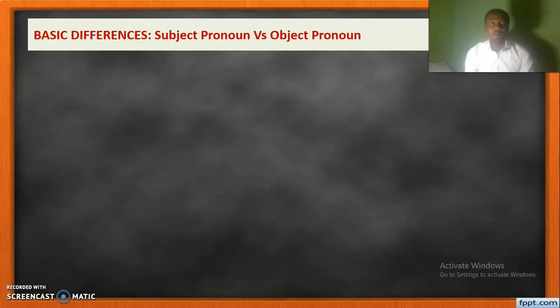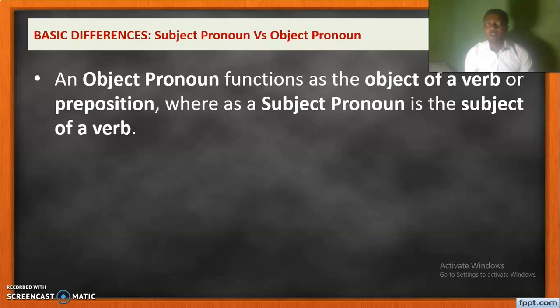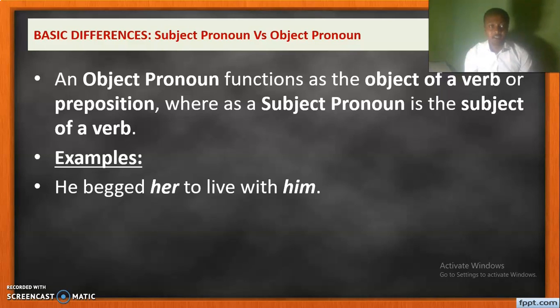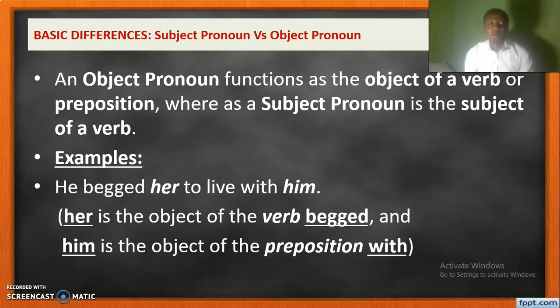pronouns. So this is what makes them different. An object pronoun functions as the object of a verb or preposition, but in contrast, a subject pronoun is the subject of a verb. So in this example, he begged her to live with him. We have her as the object of the verb begged and him as the object of the preposition with.